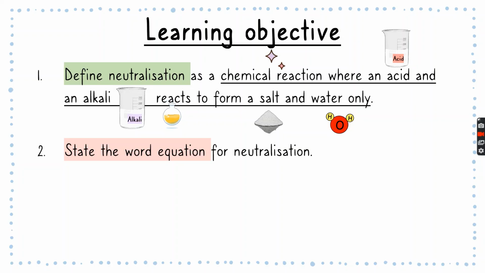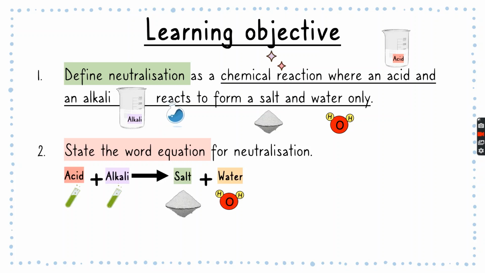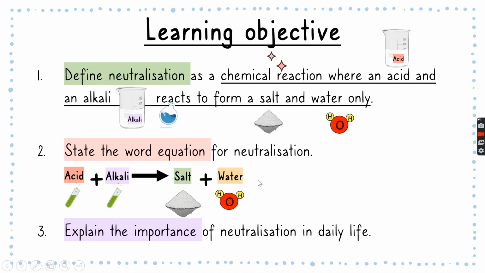Number 2, we needed to state the word equation for neutralization, which is acid plus alkali. We have to draw an arrow, and then we'll write down salt plus water. Number 3, explain the importance of neutralization in daily life.